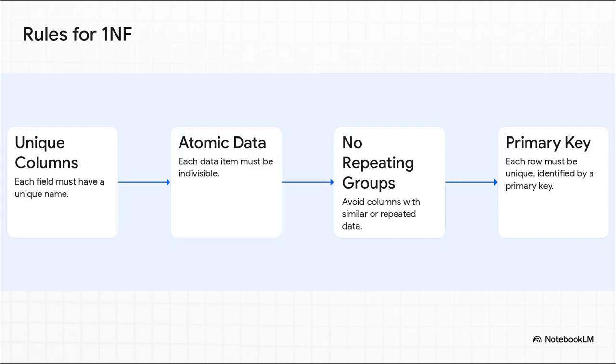First, make sure every column has a unique name. Second, make sure all the data is atomic, indivisible. Third, get rid of repeating columns, like phone 1, phone 2, phone 3. And finally, every single row gets a unique primary key.